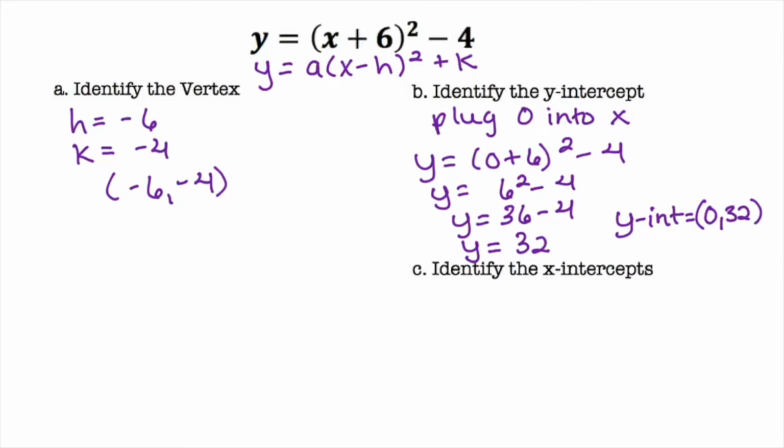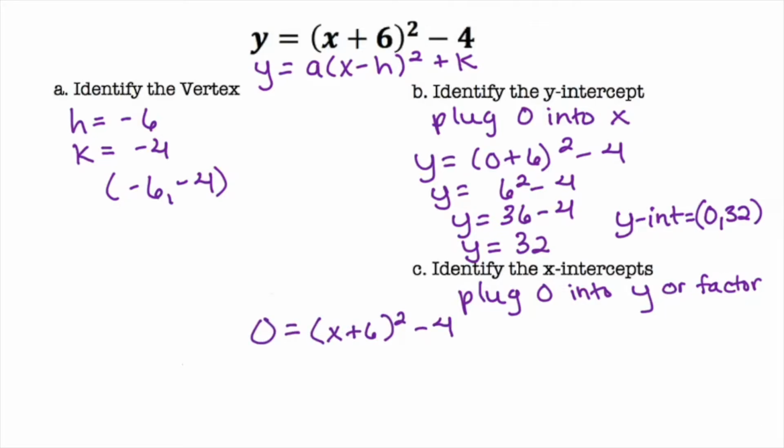For your x-intercepts, remember we replace the opposite letter with 0. So instead of writing y, we're going to write 0. Or you could factor if you're able to factor the problem. In this situation, we're going to plug 0 into y, and then we solve for x. We're going to add 4 to both sides first. Then you get 4 equals the quantity x plus 6 squared.